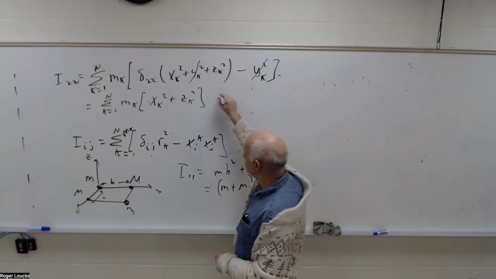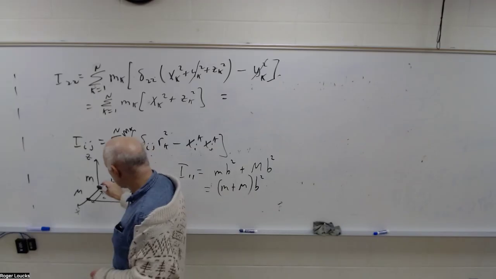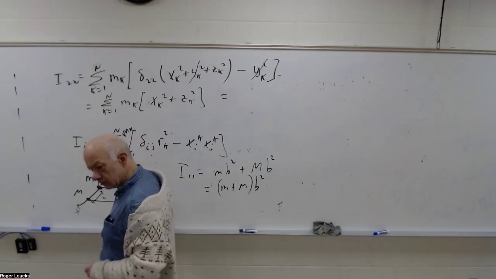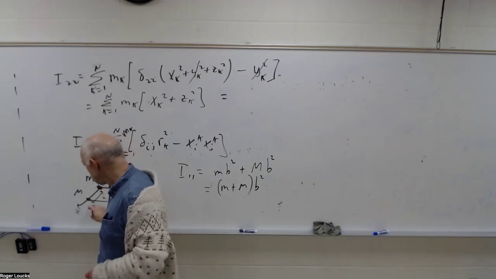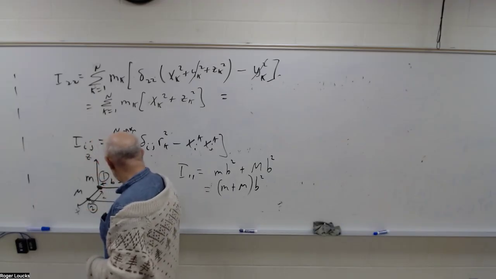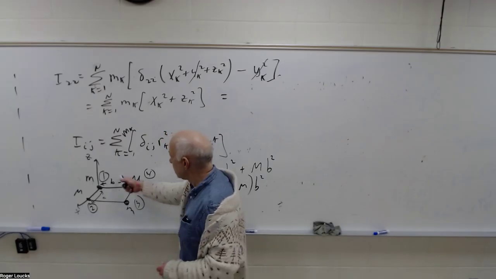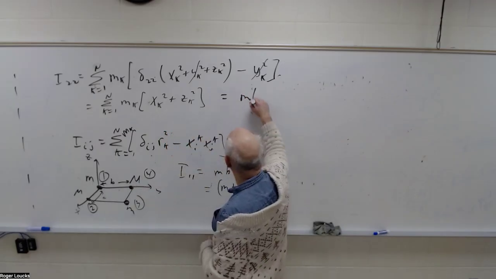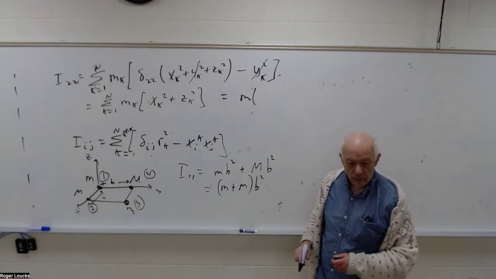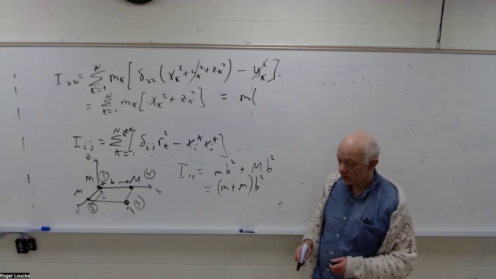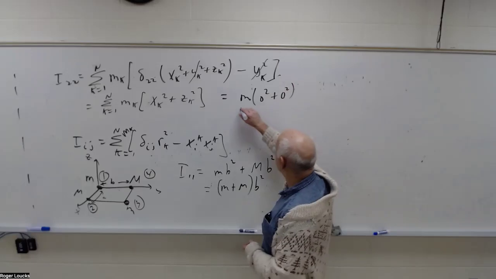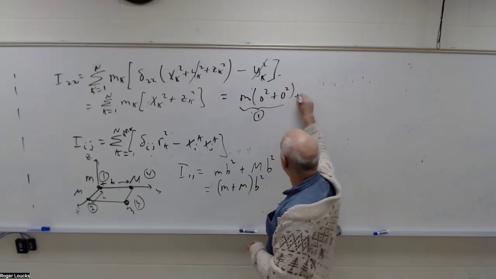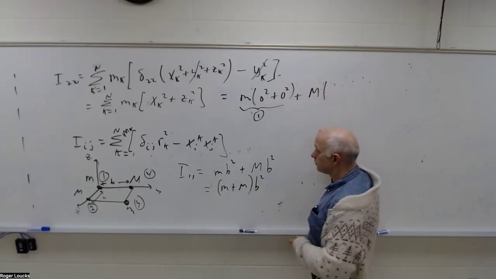Okay, so what does this become? We gave these names. Was this 1, 2, 3, 4? Yeah. This is 1, 2, 3, 4. If we look at 1 here, I have M. Okay, what are the X and Y for that one there? X and Z, they're both 0. So this is 0 squared. This is 0 squared. So this is basically the first mass. Plus the second mass is big M.